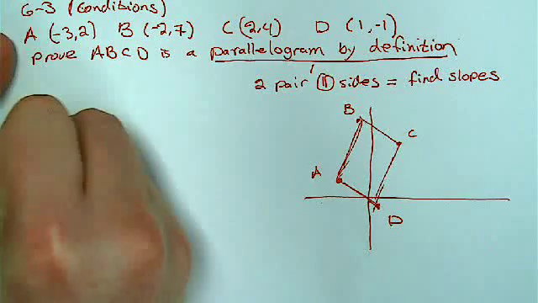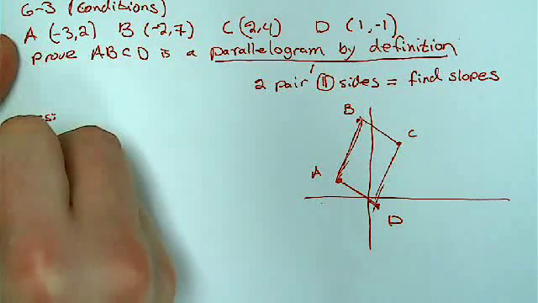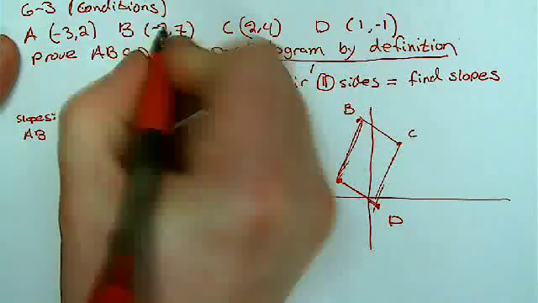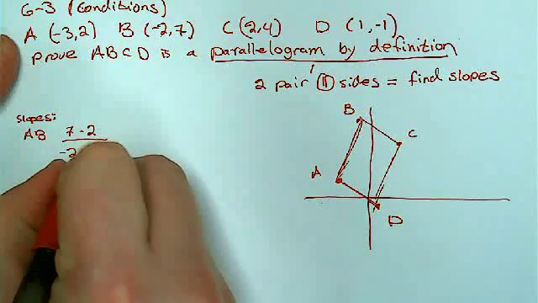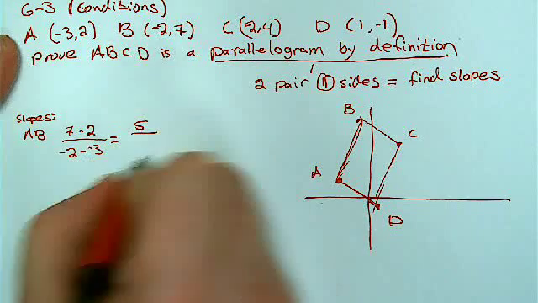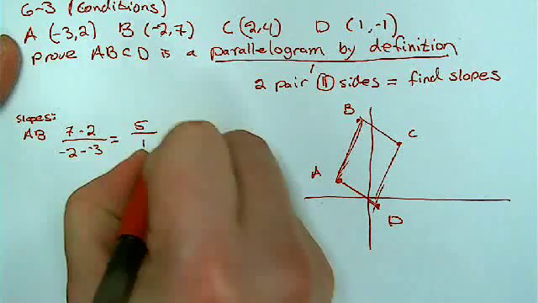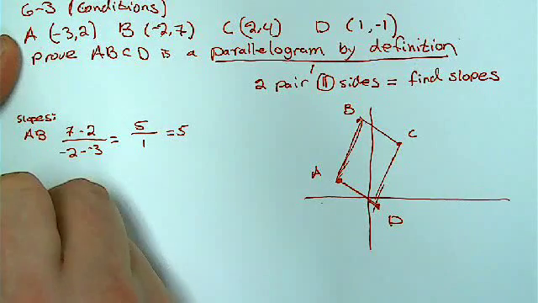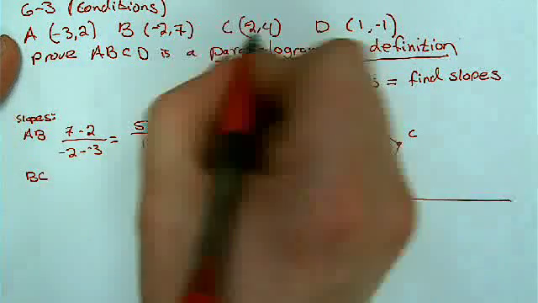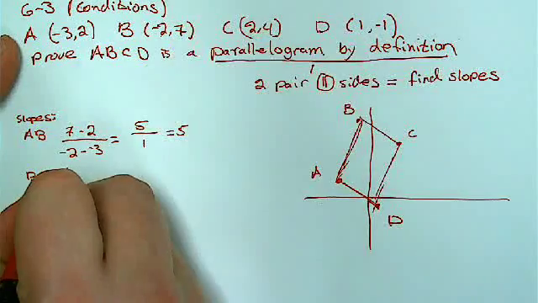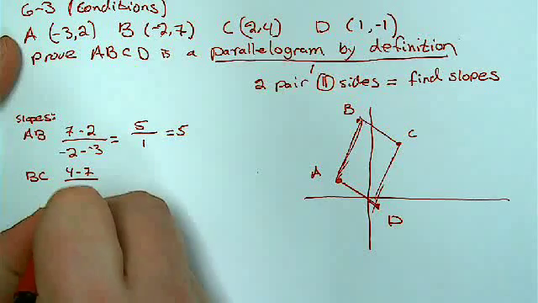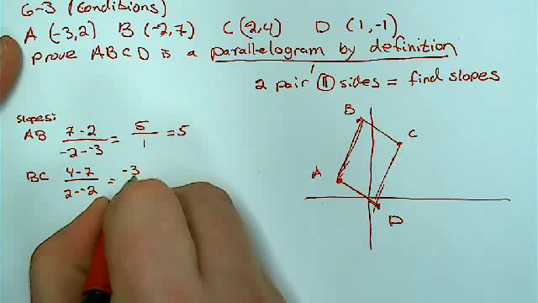So slopes. AB. So AB would be 7 minus 2 over negative 2 minus negative 3. Let's see, that becomes plus, so that becomes 1. Slope is 5. Slope of BC. So that gives me 4 minus 7 over 2 minus negative 2, which is negative 3 over positive 4.